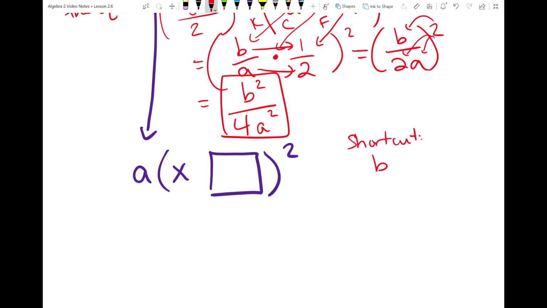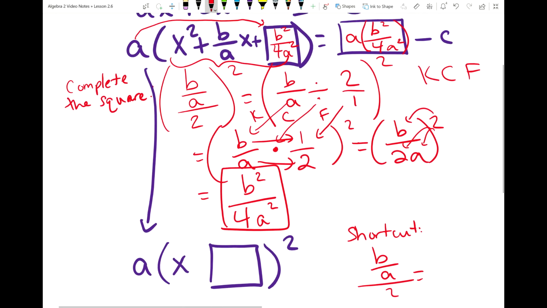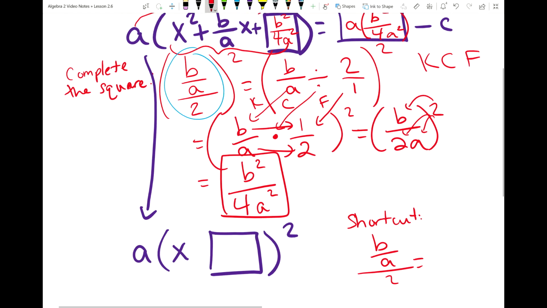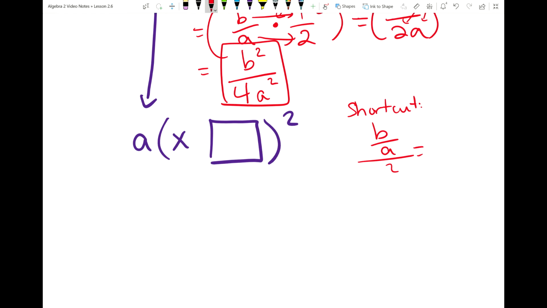The shortcut is to take the middle term and then divide it by 2. But we already did this earlier, right? We did this over here, right? So we want to be able to just use the same work that we did earlier, and we got b over 2a. So now that goes in here. And we know it's positive, right? So I'm gonna write this as positive b over 2a. Okay, so that's how you factor whenever you complete the square, and then you wanna go to the factored form.